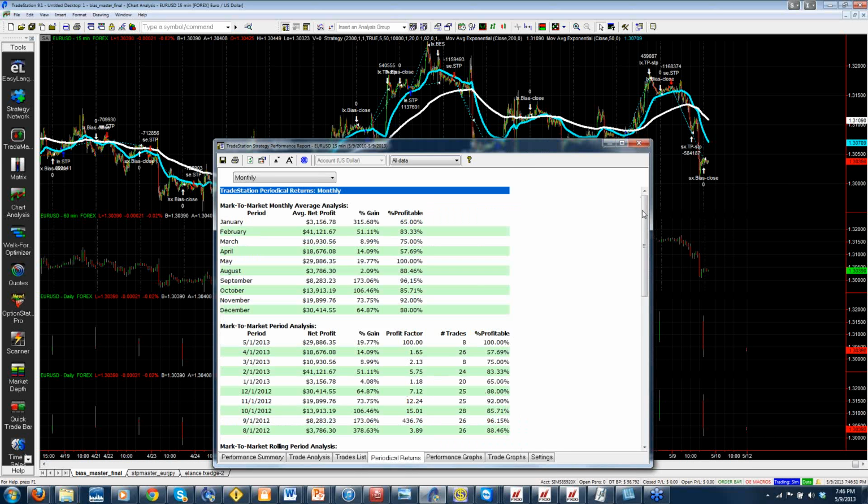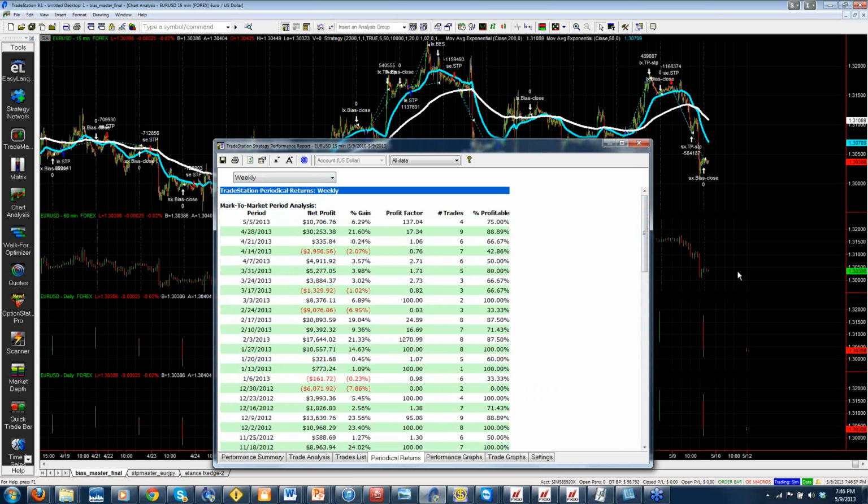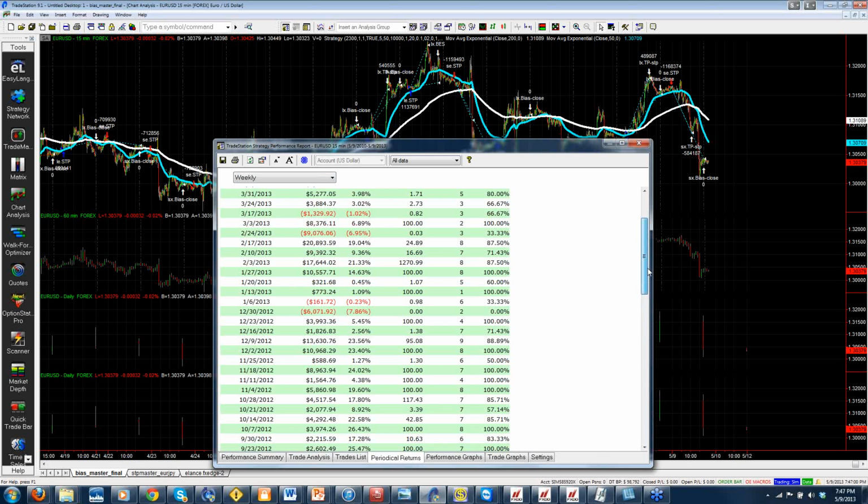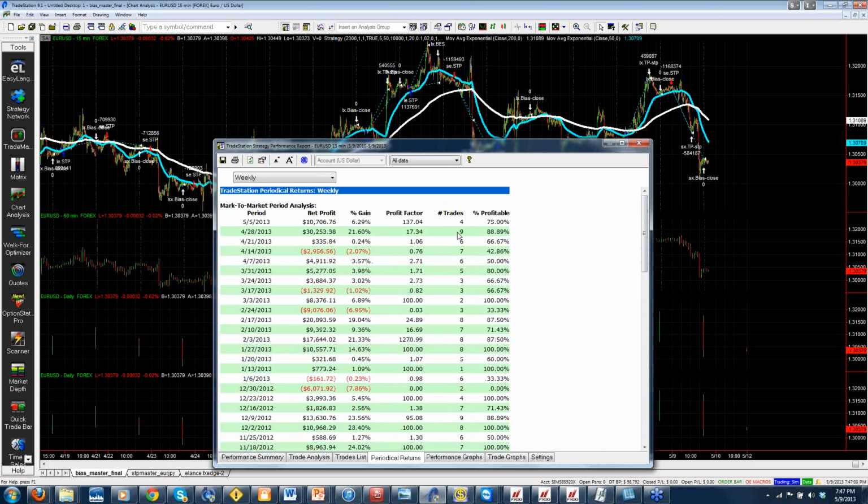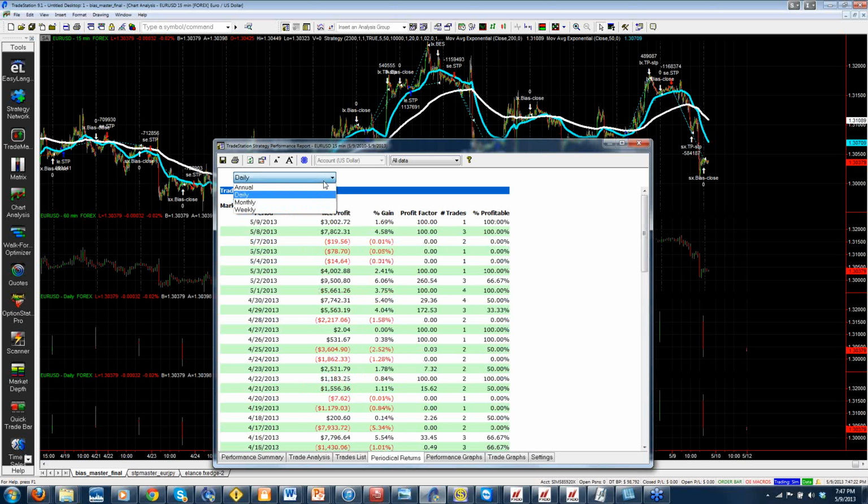All right, so periodic returns. You can see that most weeks look pretty decent. Not every week's going to be a winner. Most weeks are going to do well, but across the board we tend to have good results week by week, just looking at our overall consistency.